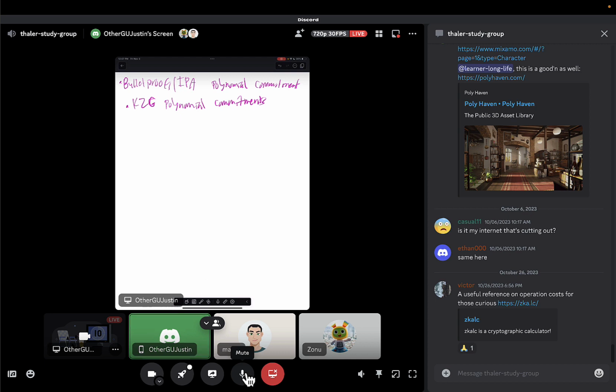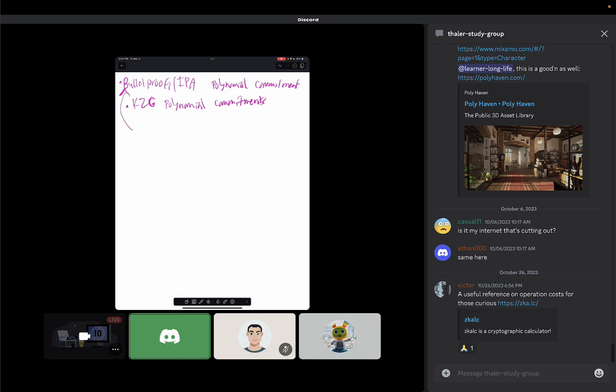Great. Okay, so just as a summary of the cost of bulletproofs, the commitment size is just a Pedersen vector commitment to basically the coefficients of the committed polynomial. So the commitment size is just one group element.